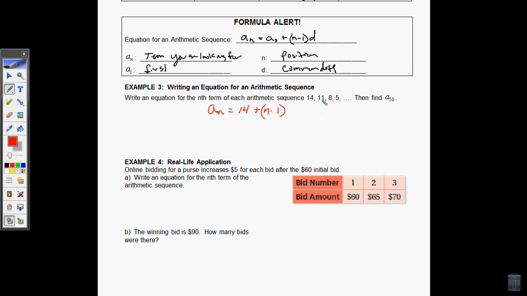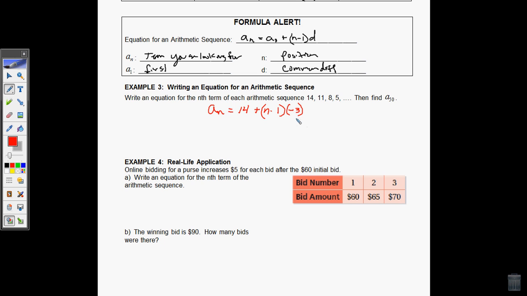14 to 11 looks like subtract 3. 11 to 8 looks like subtract 3. 8 to 5 looks like subtract 3. Awesome. So my common difference here looks like it's adding a negative 3. So my common difference is minus 3.